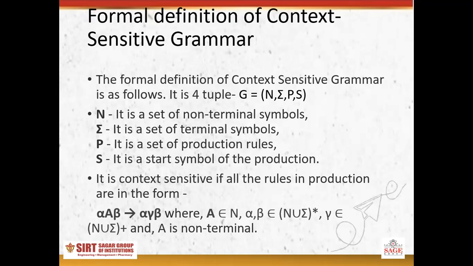In the context-sensitive grammar, rules or productions are in the form of alpha A beta tends to alpha gamma beta, where A is an element of N. N is what? Variable, or we can say non-terminal. Alpha and beta are elements of N union sigma: N means variables, union all the input symbols which we are using in the grammar. Gamma is an element of (N union sigma) star, oh sorry, this is a star, meaning the power of N union sigma. And A is a non-terminal; as we know, variables are called non-terminals.